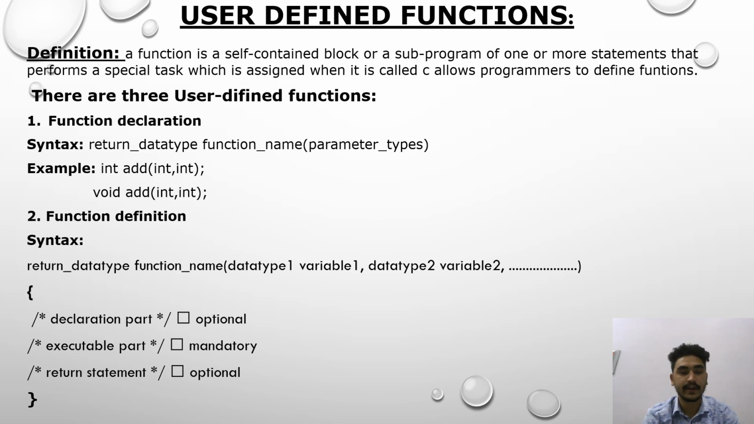First is function declaration. Syntax for function declaration is return data type, function name, parameter types. Example for function declaration is int add(int, int); or void add(int, int). Next, function definition. Syntax for function definition is return data type, function name, data type 1 variable 1, data type 2 variable 2. Declaration part, it is optional. Executional part, it is mandatory. Return statement, it is optional.